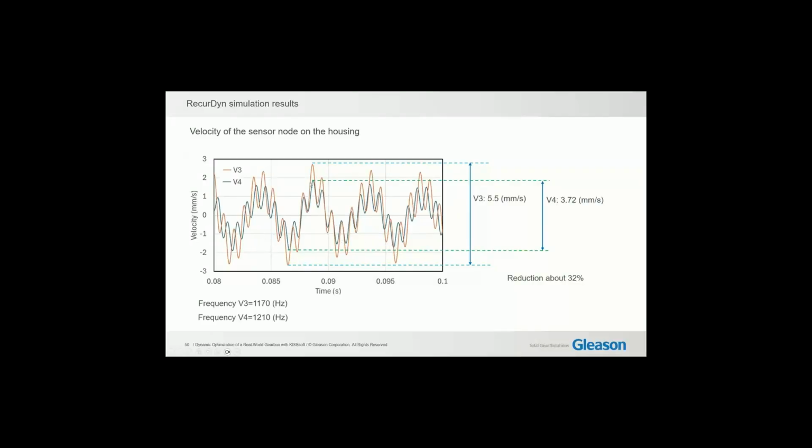And then if you look at the peak-to-peak velocities for both variants, for variant 3 the peak-to-peak is about 5.5 millimeter per second, and for variant 4 the peak-to-peak is about 3.72. So to calculate the amplitudes, we have to divide these values by 2. And here it shows the reduction is about 32%, which has a good agreement with the experimental result.